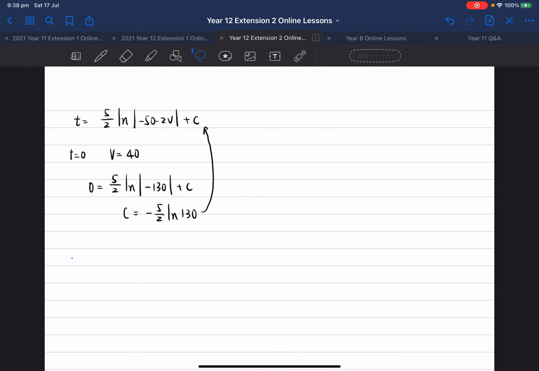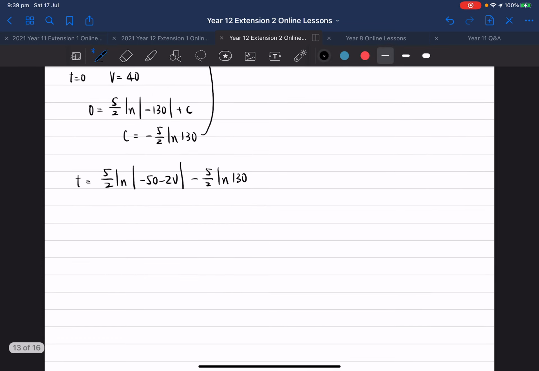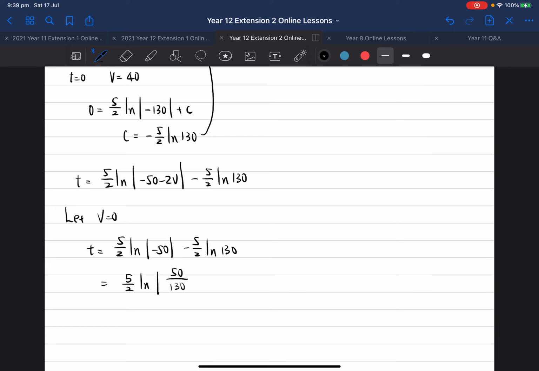All right, so we have t equals 5 over 2 ln(-15 - 2v) minus 5 over 2 ln 130. Oh, not 135, 130. Then we need to let v equal to 0, because we need to find the time. So the time is equal to 5 over 2 ln(-50) minus 5 over 2 ln 130. So at the end, that becomes 5 over 2 ln(50 over 130).